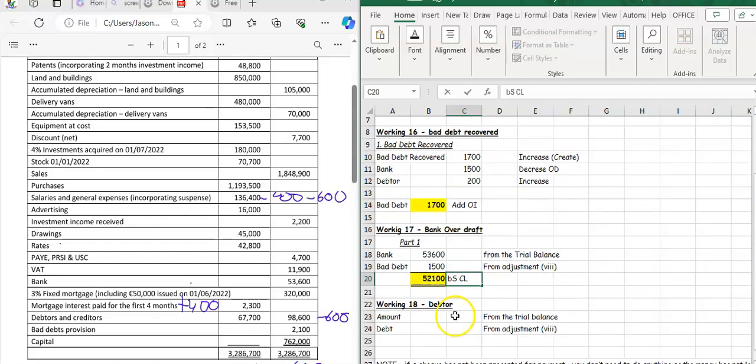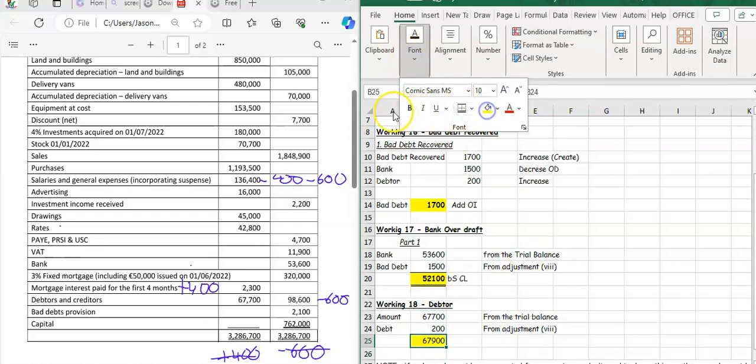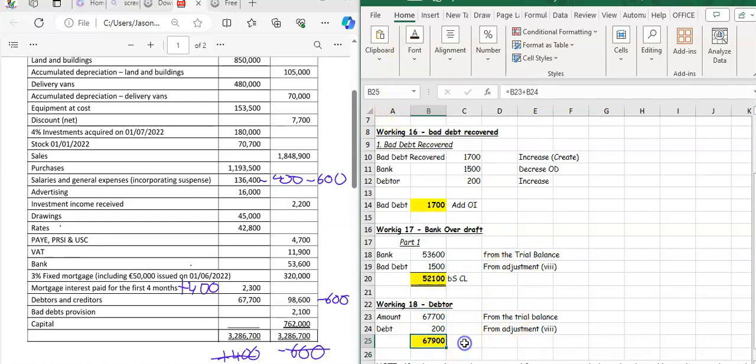And then the last one then is your debtor. So same again, you have to go find our debtor's figure. So our debtor's figure is 67,700. We have a debt of 200 that's going to be repaid in the next 2 months. So we're going to add that on. So 67,900. And that's going to go into my balance sheet as a current asset as well. So that's your adjustment for Leahy.